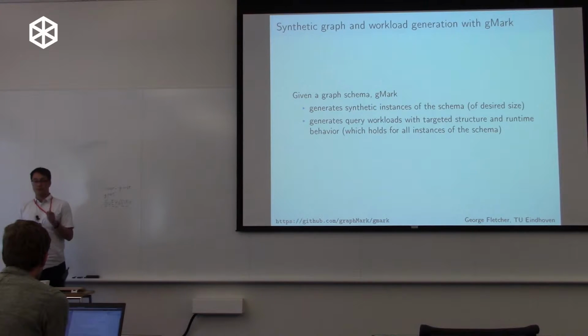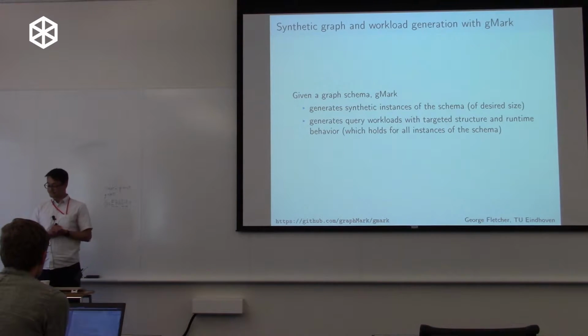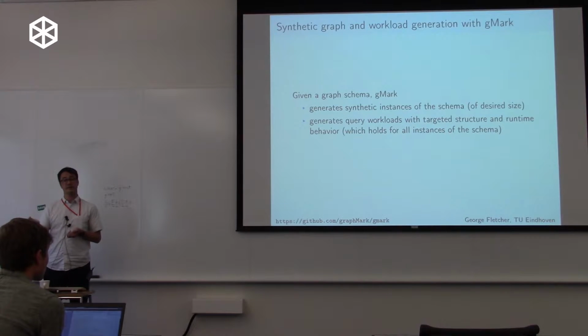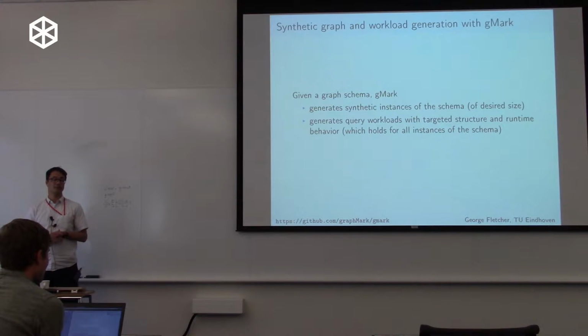So in a nutshell, what we do is, given a graph schema, gMark generates synthetic instances of the schema of some desired target size, so some desired output size, and generates query workloads with targeted structure and runtime behavior, which holds for all instances of the schema. Right? So we want to reason about the behavior, the difficulty of particular queries on arbitrary instances which are run off of the given schema.